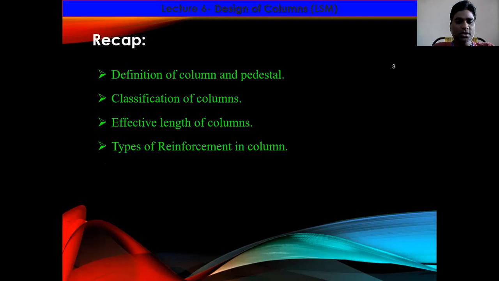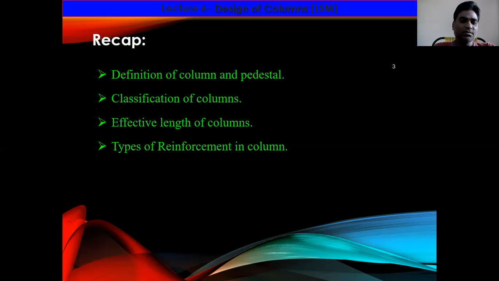Before entering into the main topic, let us just recap what we were discussing last class. In last class, we discussed what is meant by column and pedestal, where it can be called a column or where it can be called a pedestal. That means if the length to least lateral dimension is greater than 3, then we can call it a column. If it is less than 3, then we can call it a pedestal.